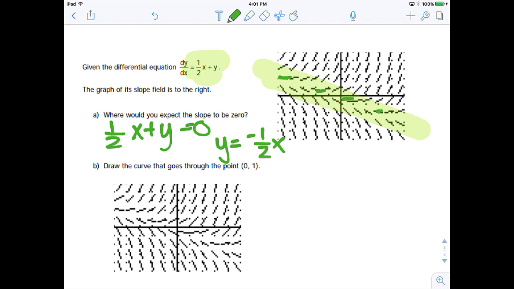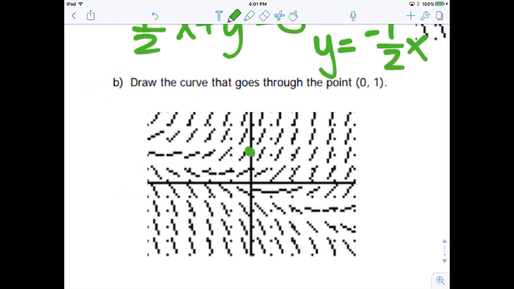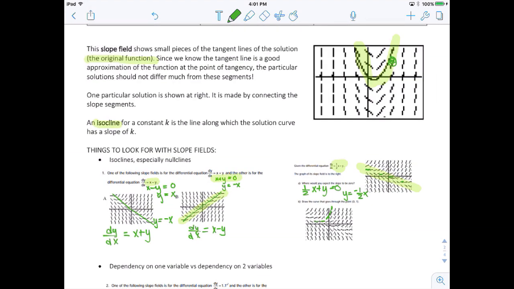Now, drawing the curve that goes through the point (0, 1). So (0, 1) is about here. And so I'm just going to estimate slopes around that. So right around there, that would be my slope. And then if I follow that slope up, it's going to get a little steeper and a little steeper. If I follow that slope down, it's going to approach 0. And so you can start to estimate what your slope would be around that point. So isoclines, null lines, a very good way to start drawing these.